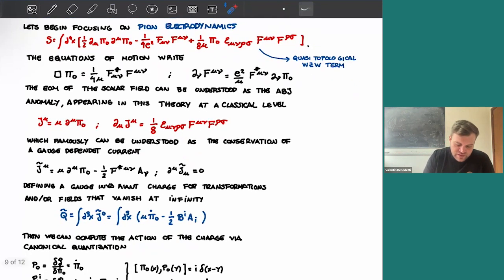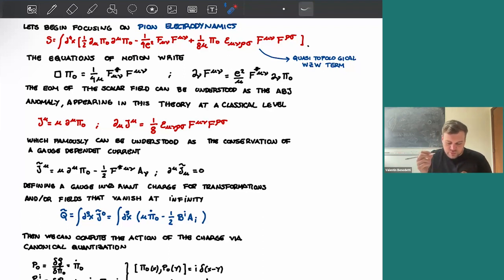But the important point is that the equations of motion of this action are these two here. This is for the pion field, and this is for the gauge field. The equation of motion of the pion field can be understood as the ABJ anomaly appearing in this theory at a classical level. Namely, if we write the current as the derivative of this scalar field, then the conservation of this current has the usual equation of the ABJ anomaly.